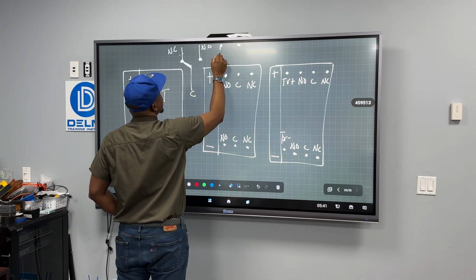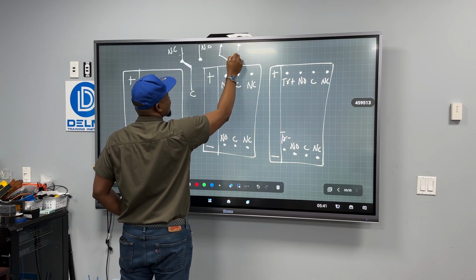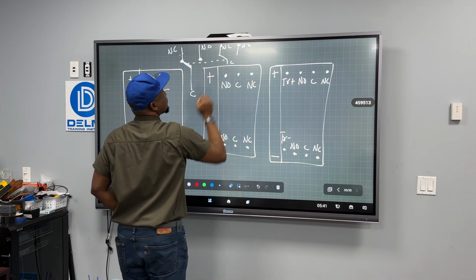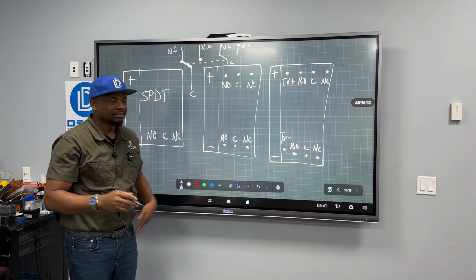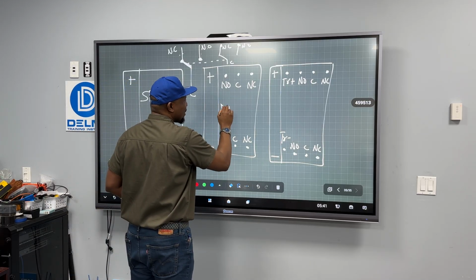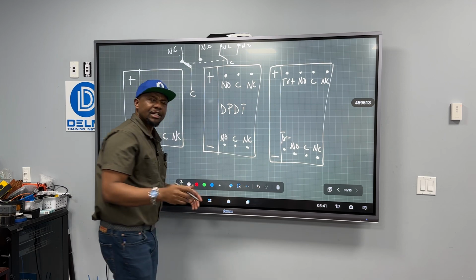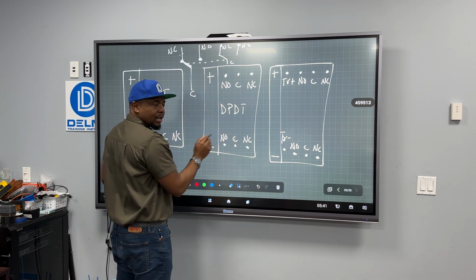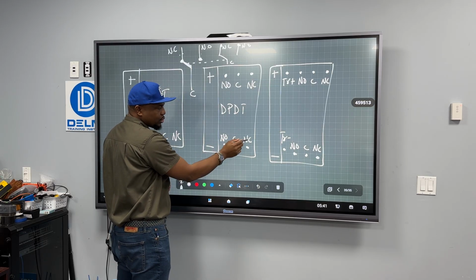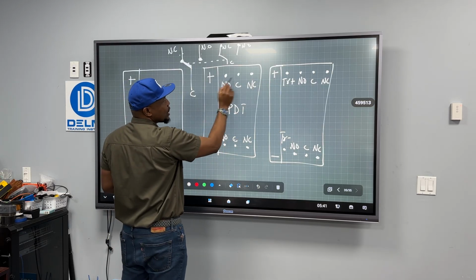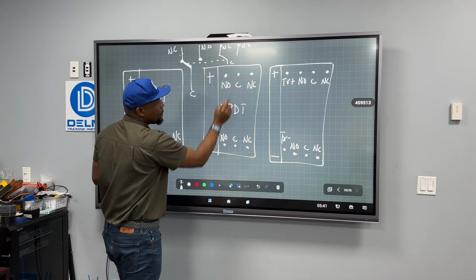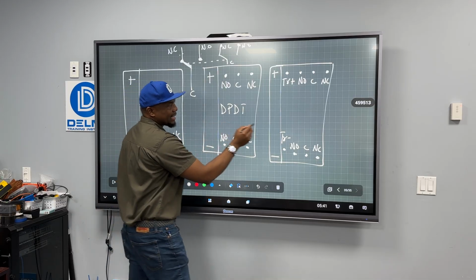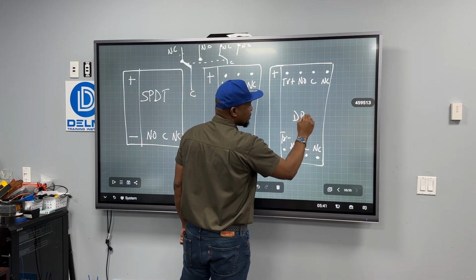Double pole, double throw. A lot of them said double pole, double throw. There you go. So it's a double pole, double throw, and it's a double pole, double throw because we have how many poles? 2 poles. But this pole here is only common to this one, and this pole is only common to this. So as a result, we have 2 poles, which is double pole, and we have 2 throws, which is double throw. So this is the same as this, double pole, double throw.